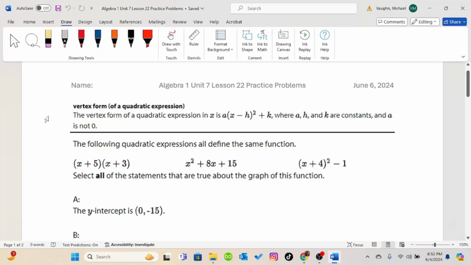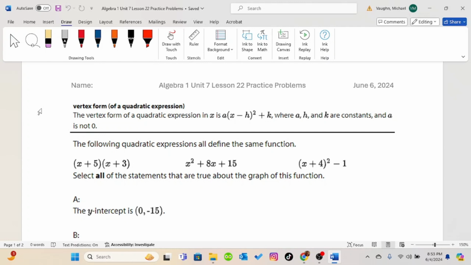Welcome to Algebra 1, Unit 7, Lesson 22, Practice Problems. We have one vocabulary term for this lesson, and that is vertex form of a quadratic expression.